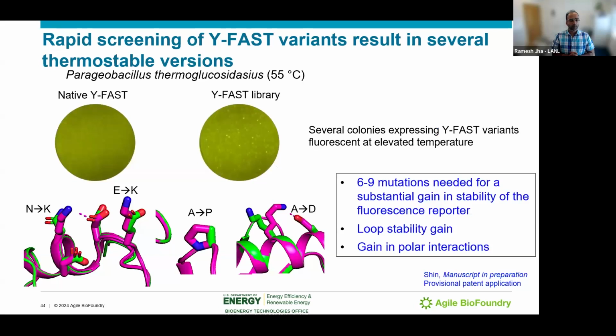And when we display the library on a Petri dish, on the left is native YFAST expressing colonies, and you see that they are more or less dull or dim. But the YFAST library, which has several mutations, when grown at 55 degrees Celsius, we see several of these colonies which stood out. And we ultimately found a few of those variants with 6 to 9 mutations for substantial gain in stability, and most of those mutations were improving the polar interaction or improving the rigidity of the loop. Next.